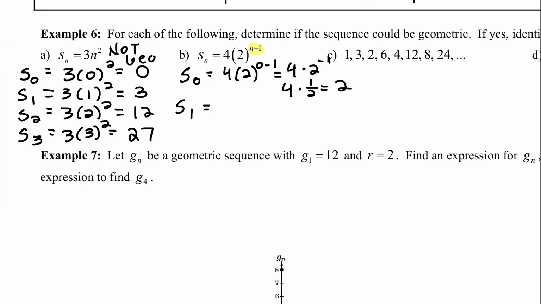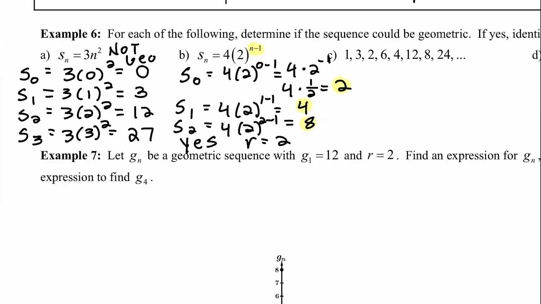I plug in a 1, I get 4 times 2 to the power of 1 minus 1, which is 0. Just gets me 4. S of 2 would be 4 times 2 to the 2 minus 1, which would just be 2. 2 times 4 is 8. You should see the pattern: 2, 4, 8. Next one would be 16, so this would be yes. It's geometric. R would equal 2.